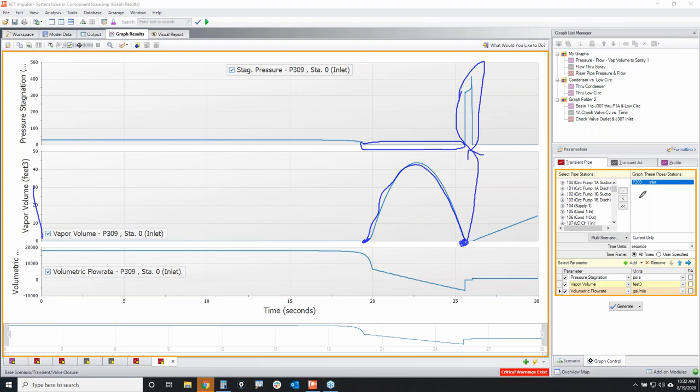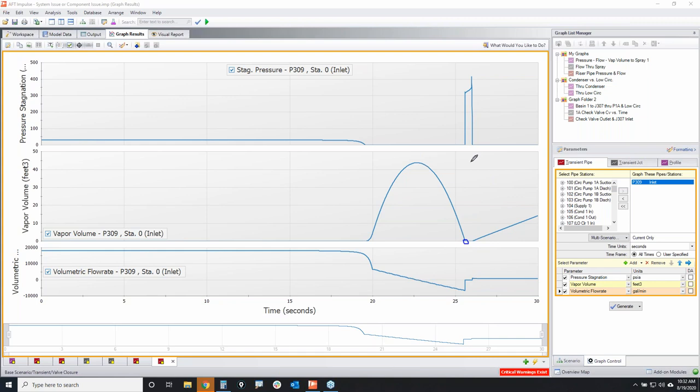And so those two things correlate with each other. When you see the vapor volume grow, you're at vapor pressure. And then when you see vapor volume go back to zero, think of the balloon popping inside of your pipe. And that's what's going to send a really large spike going way up.